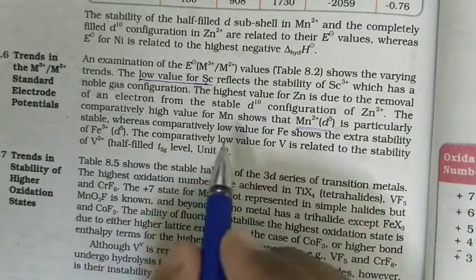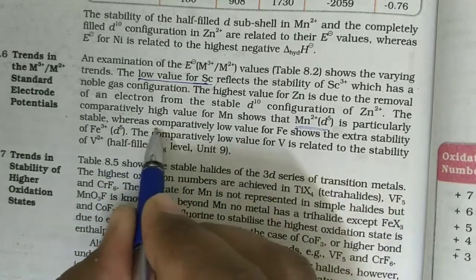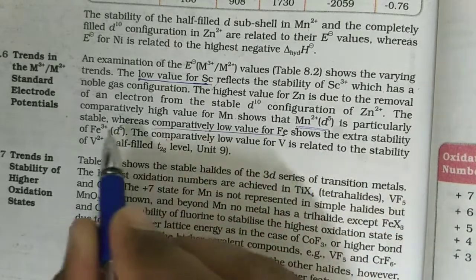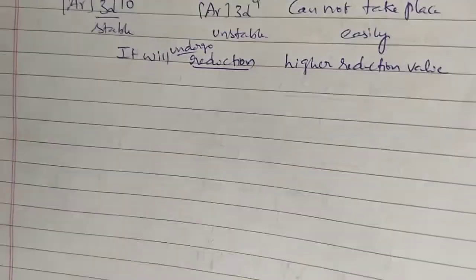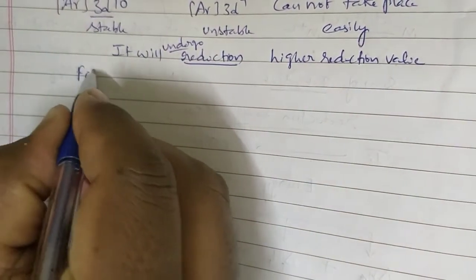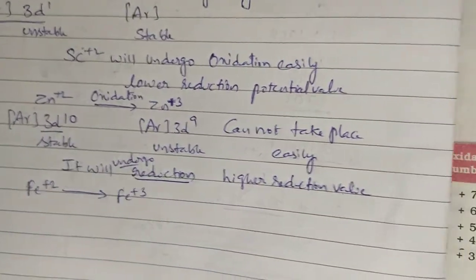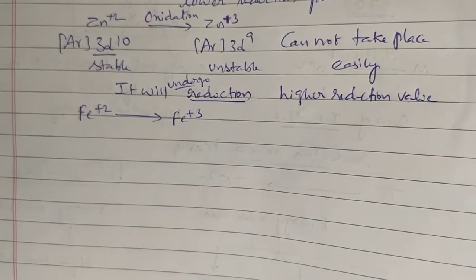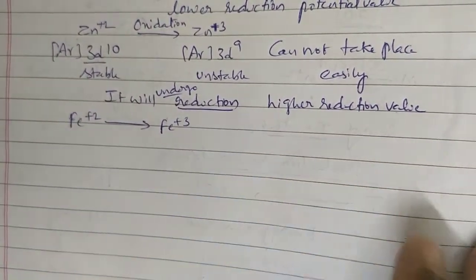Just 1 second, see here. Whereas the comparatively low value for iron shows the extra stability of Fe+3, not Fe+2. See here. Conversion of Fe+2 to Fe+3. If you get any doubt like this, you can check it yourself. Now I explained for scandium and zinc, like that for Fe+2 to Fe+3 also you can check. See, Fe+2 to Fe+3.